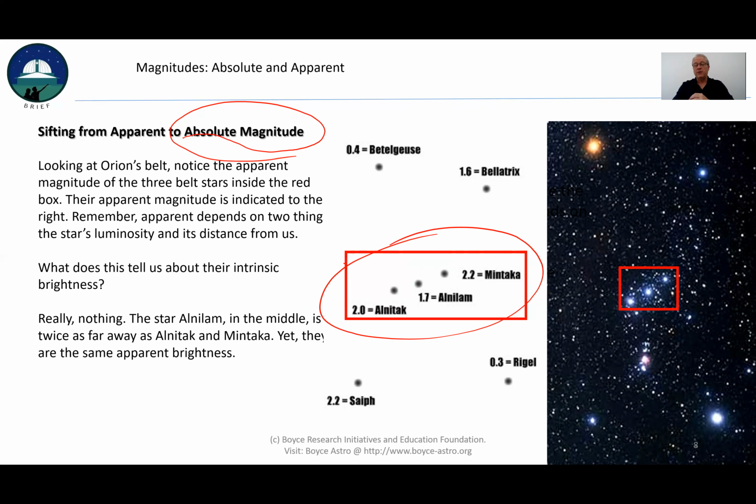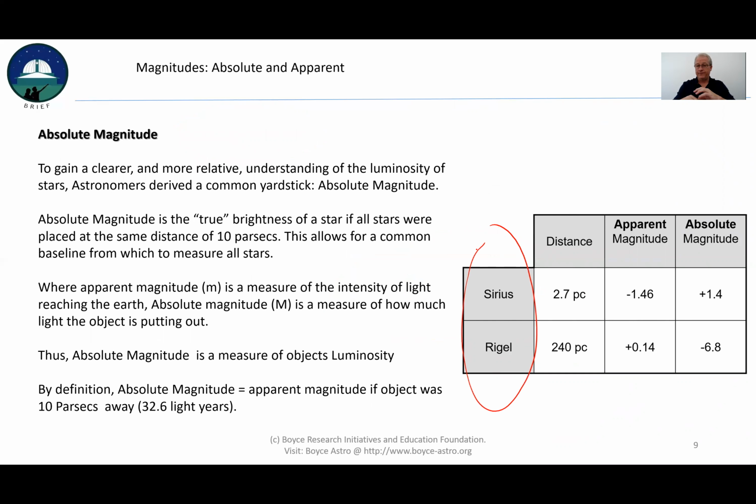So apparent magnitude is what I see. Absolute magnitude is at a distance of 10 parsecs, and it actually tells me something about the luminosity of the star, because they're all at 10 parsecs on this scale. That's the difference between absolute and apparent magnitude. So let's look at a couple of examples here. We have Sirius and Rigel. Sirius is the brightest star in the night sky. Absent the planets, it is the brightest thing you will see. Rigel is the brightest star we have in the Orion constellation.